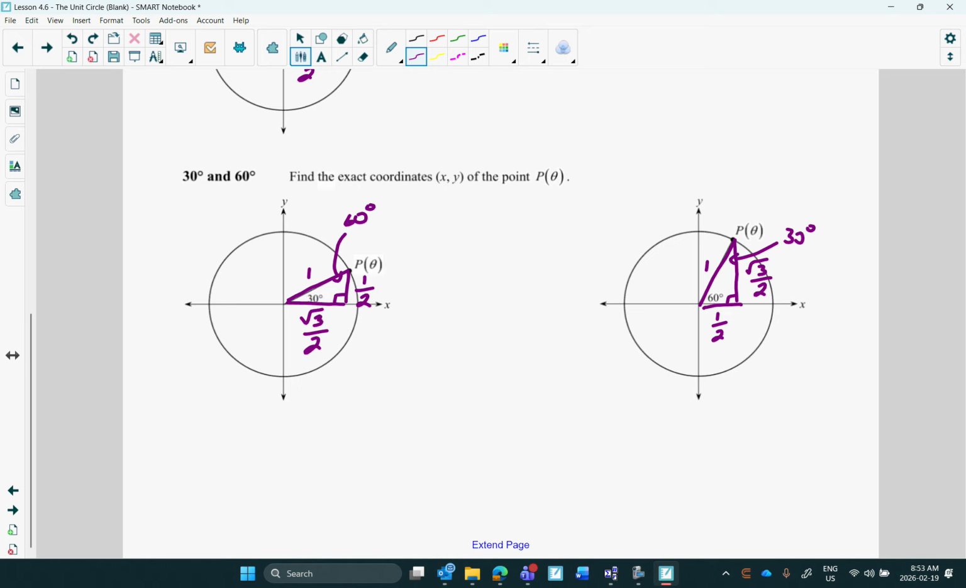So these points, well, the x is root 3 over 2. The y is 1/2, when a 30-degree angle is coming out. When a 60-degree angle is coming out, it's reversed. It's 1/2, comma, root 3 over 2.